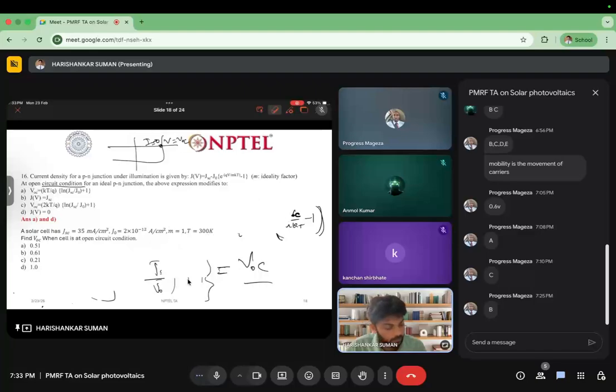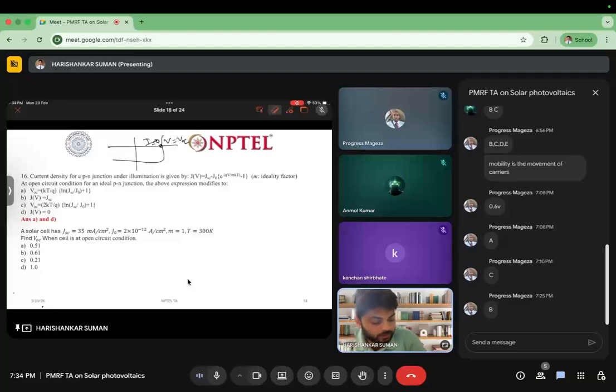Okay, this is the question. A solar cell has JSC equal to 35 milliamp per centimeter square, J naught 2 into 10 to the power minus 12 amp per centimeter square, M equal to 1, T equal to 300 Kelvin. Find VOC when the cell is at open circuit condition. You have to apply this formula at open circuit. Please find the answer. You can take 2 minutes for this numerical question.